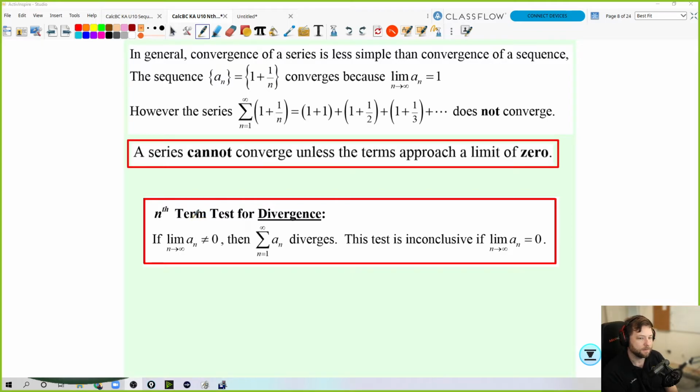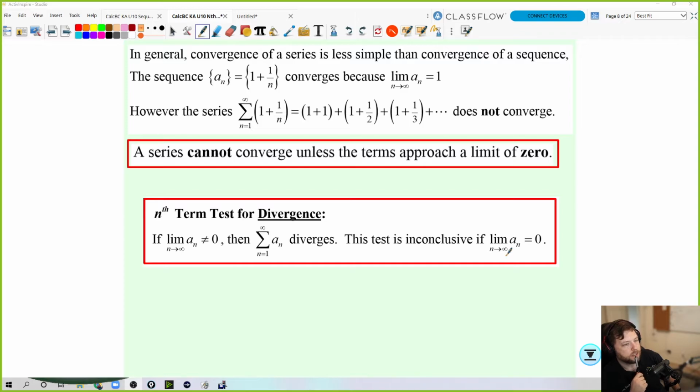And it says, nth term test for divergence. If the limit of that function is not equal to 0, then the series diverges. The test is inconclusive if the limit does equal 0. So write that down. So in this test, if the limit of the formula in here is not equal to 0, it's going to diverge. It's inconclusive if it equals 0.